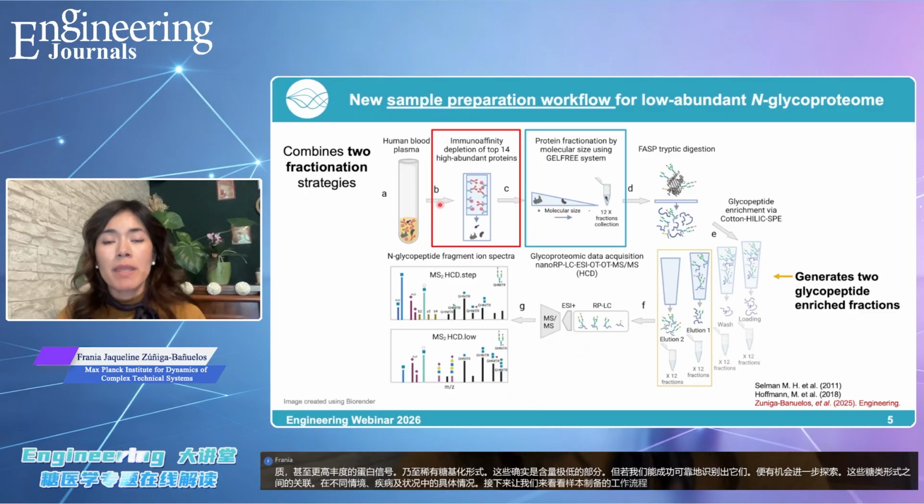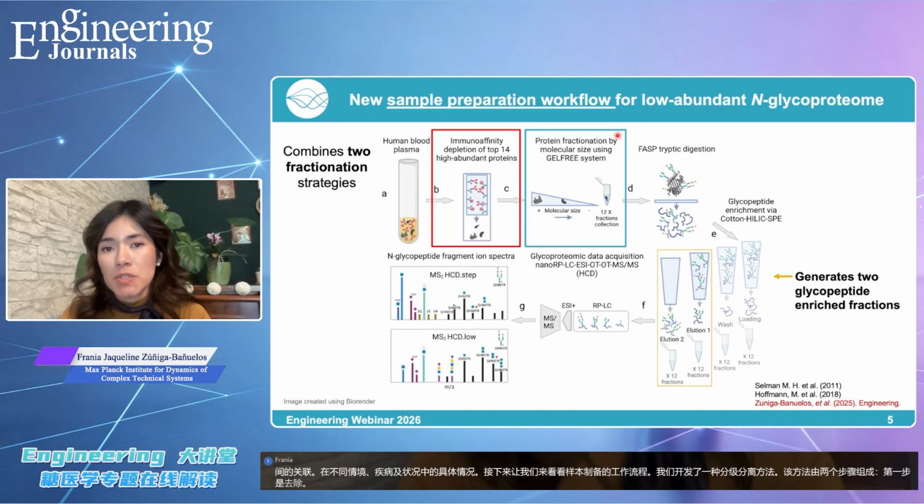We developed a fractionation composed of two steps. The first, depletion of the top 14 high abundant proteins, and then a protein fractionation by molecular size using a gel-free system, followed by tryptic digestion and glycopeptide enrichment.